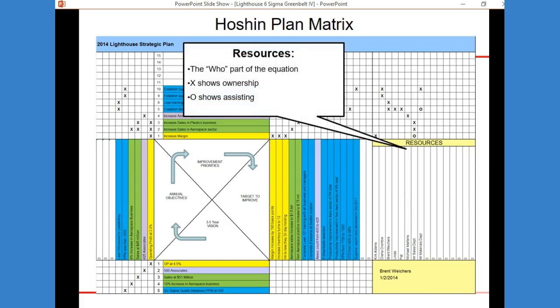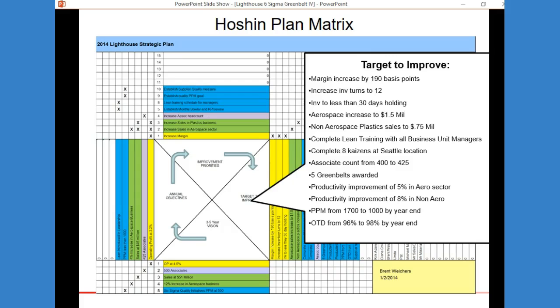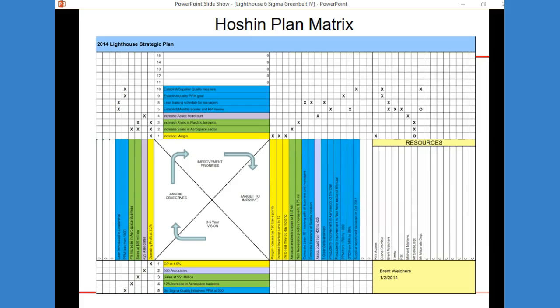And then the final piece is who owns it. Across the top, there are all these little X's and O's, and that's not hugs and kisses, by the way. Down across the bottom, we have our resources, and those are the managers who are owners of those processes. So if we go back and say, complete lean training with all business unit managers was the goal, I can go across the top and find my name. I go up and there's a little X up there with my name on it.